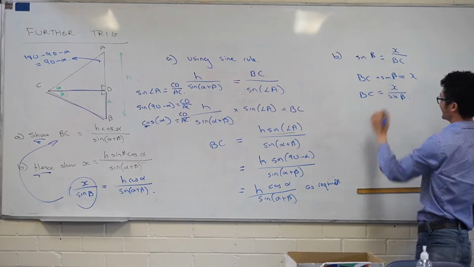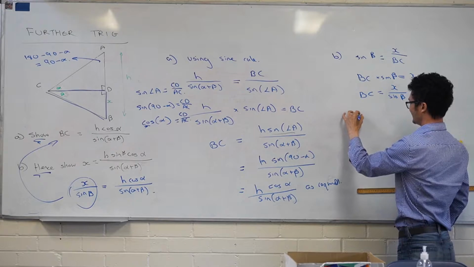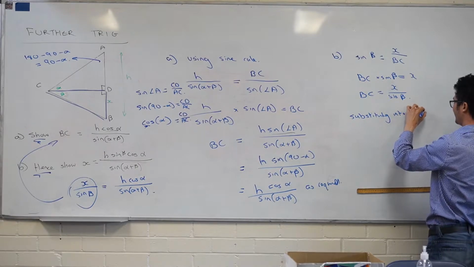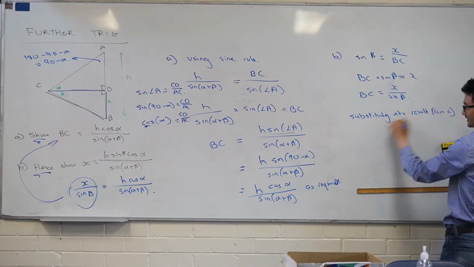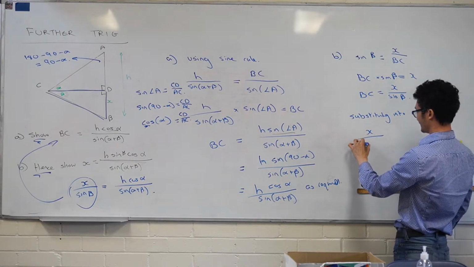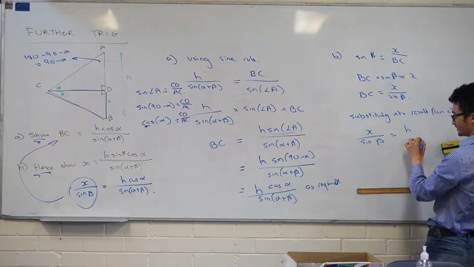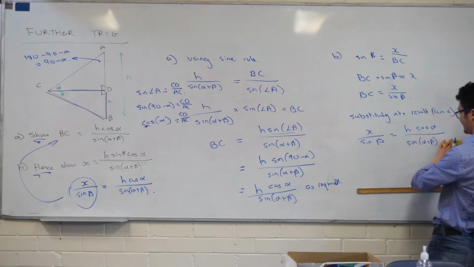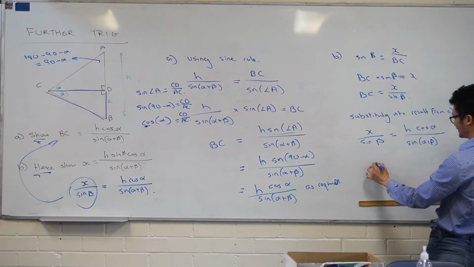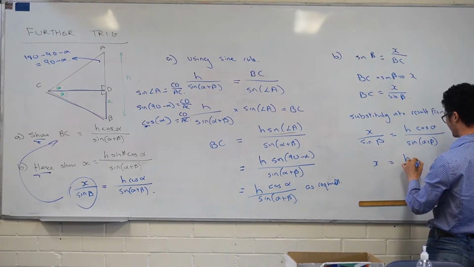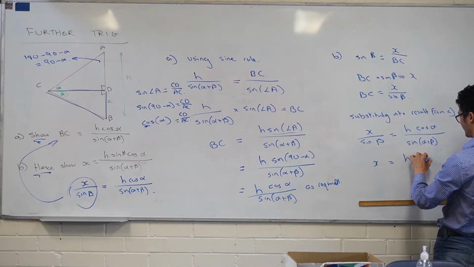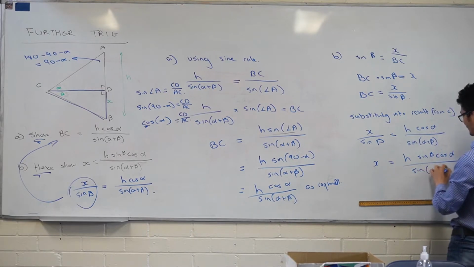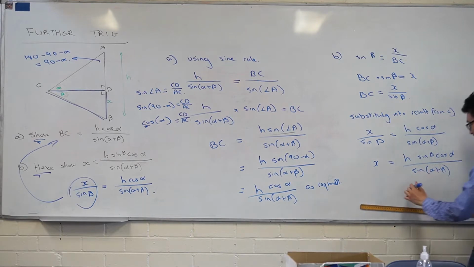So you can see how it's all coming together now, right? And then substituting into the result from part A, we're going to get x on sine beta is equal to h cos alpha over sine alpha plus beta, and then multiply both sides by sine beta. We're going to get this result here. So I multiply both sides by sine beta and just put it into the numerator there as required.